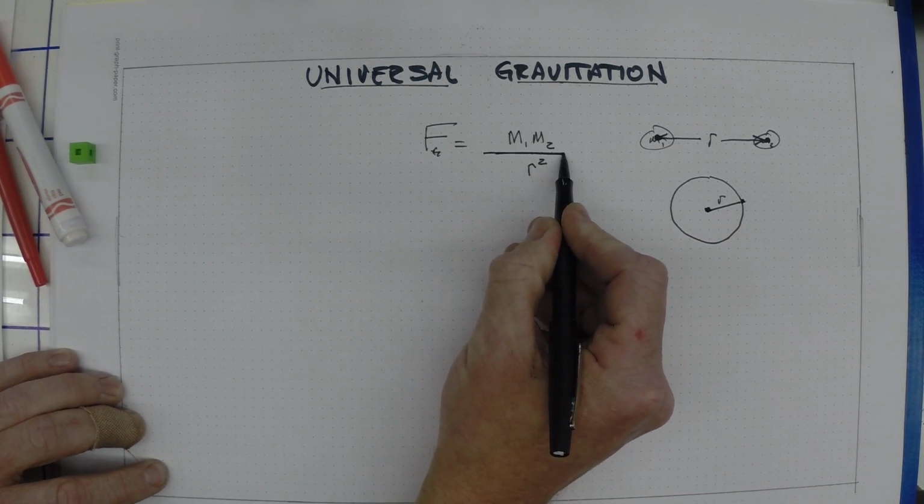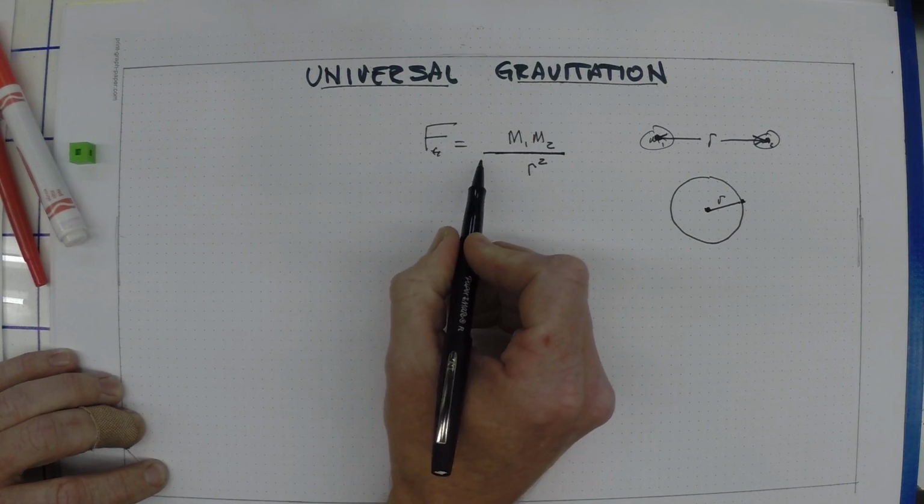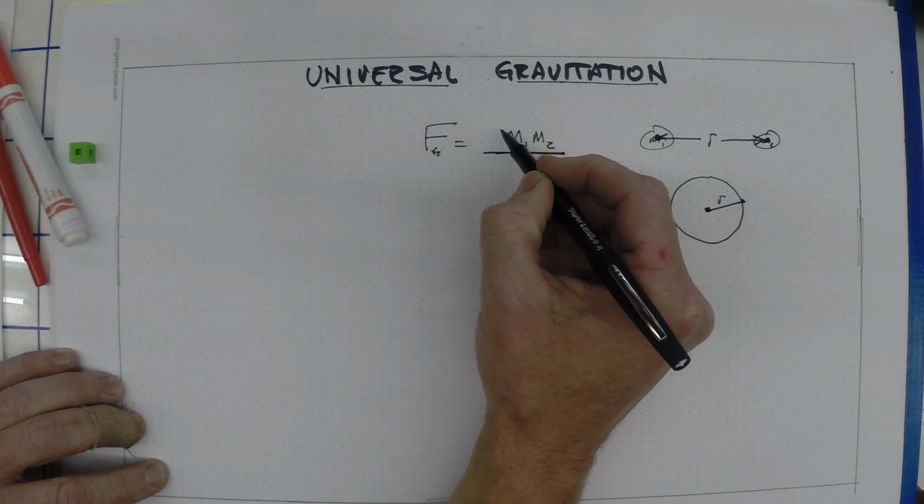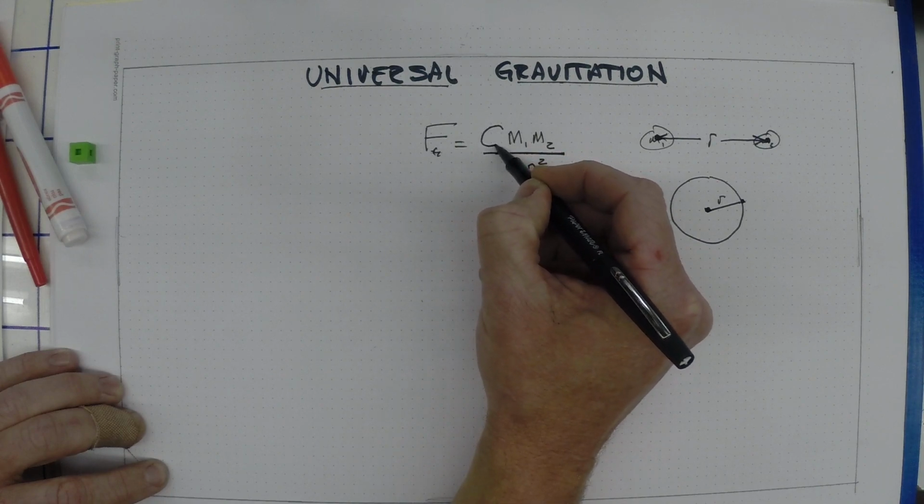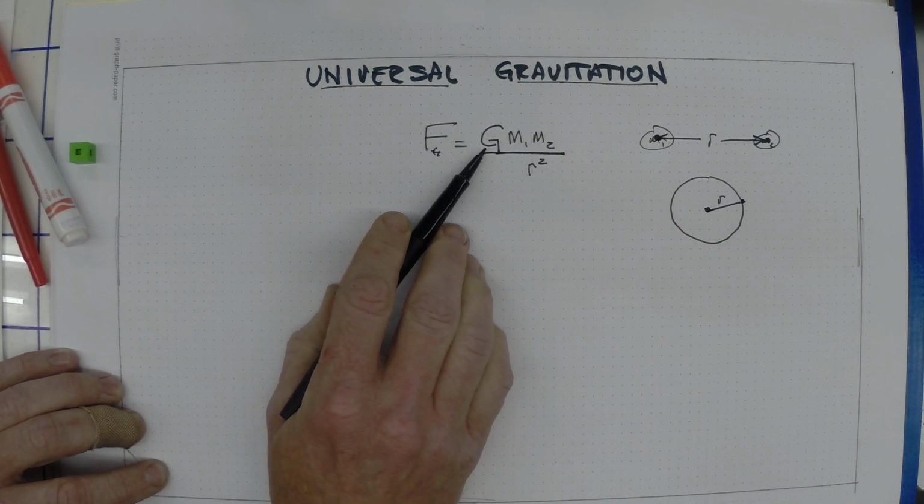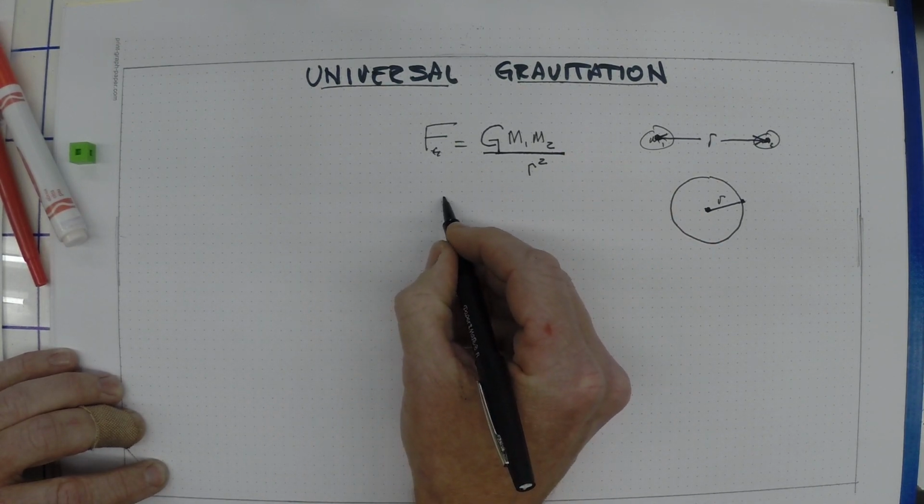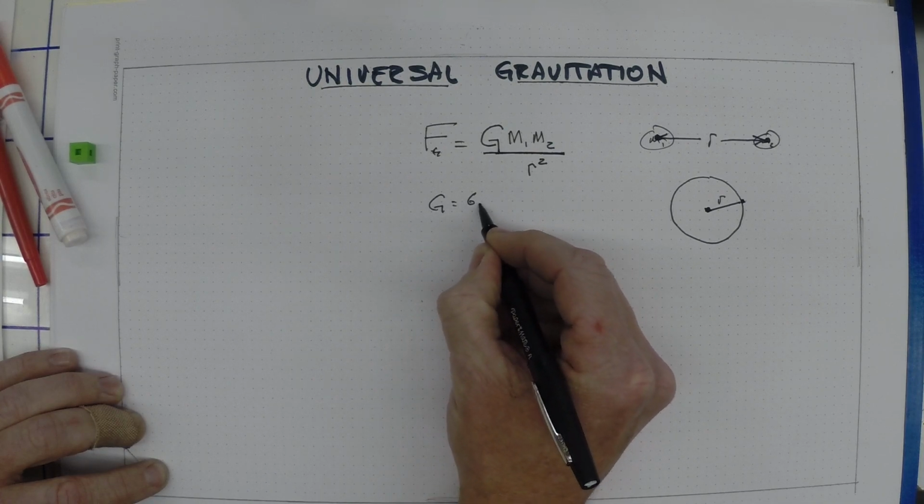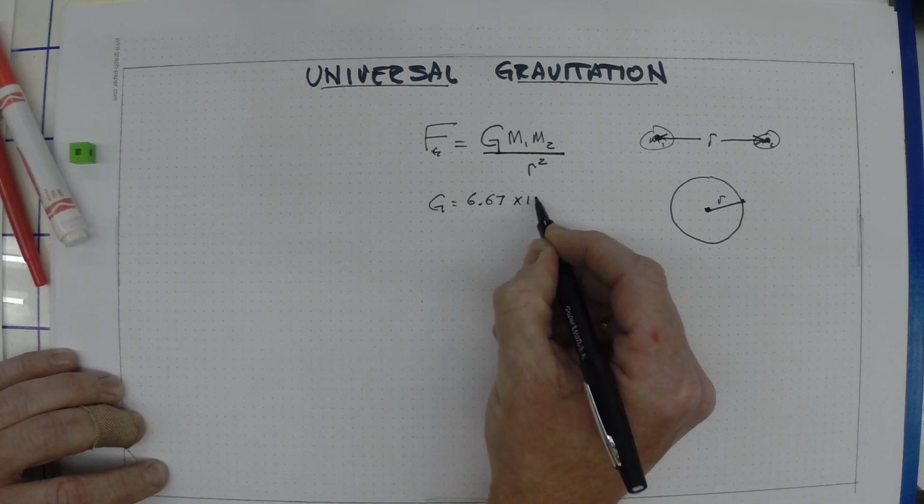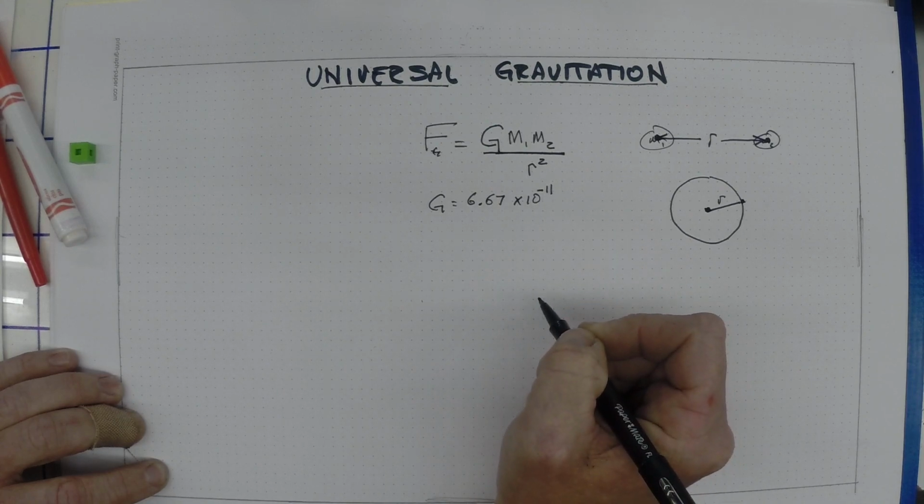Now, I mentioned a second ago that gravity is an extremely weak force. There's a constant that goes with this equation that is not a very big number, capital G. And capital G has a value of 6.67 times 10 to the negative 11th.